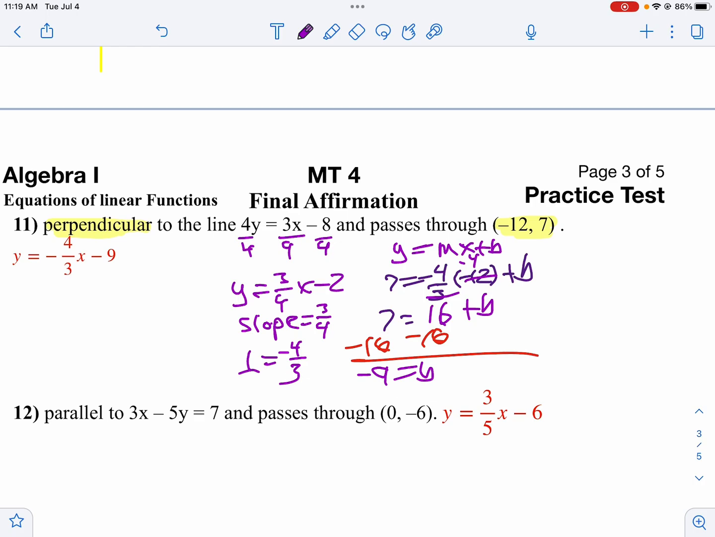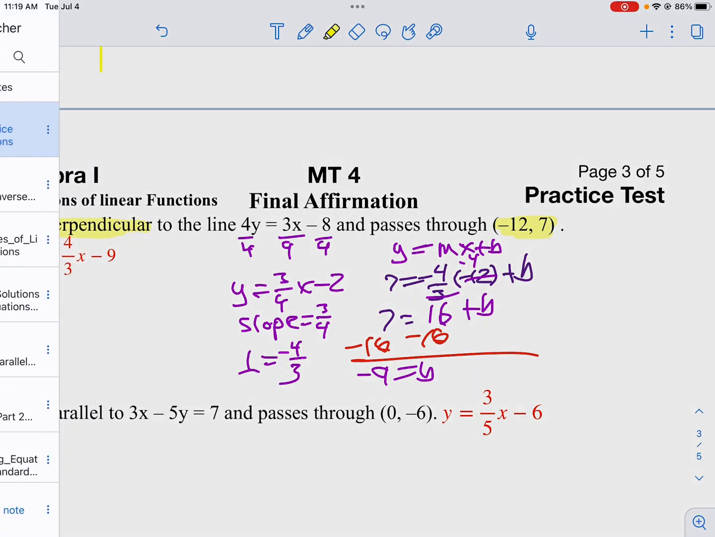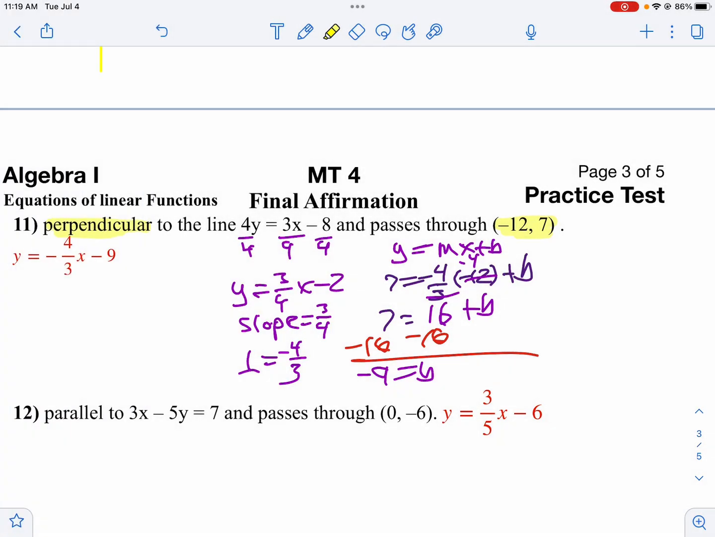So now I'm going to write my equation in slope-intercept form. You can see I have it typed in here. My slope, we know, is negative 4/3. My y-intercept is negative 9. So y equals negative 4/3 x minus 9.